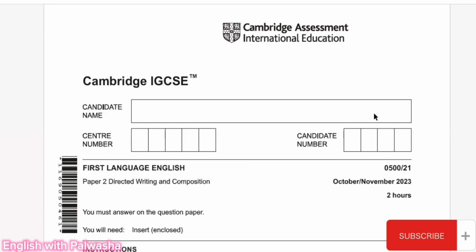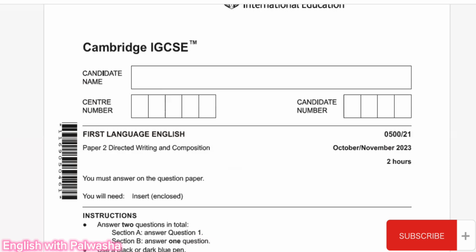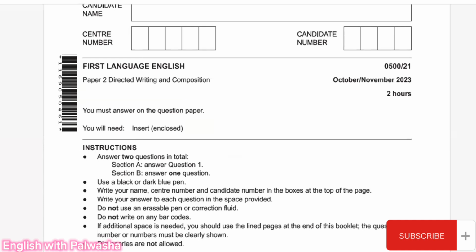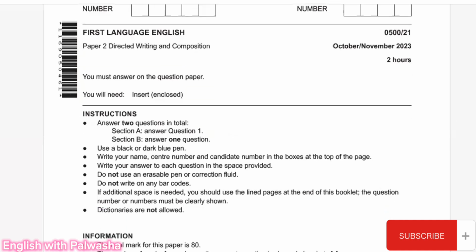And paper 2 is also of 2 hours. And here you must answer from the question paper. You will need to enclose answers to 2 questions in total. We have altogether 2 sections here. Again, the paper is of 80 marks.